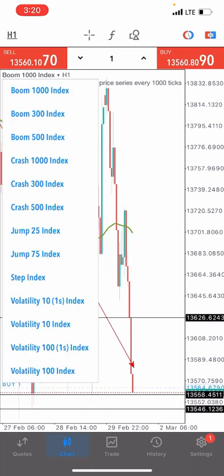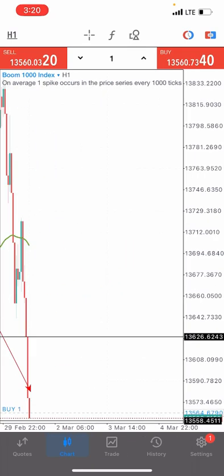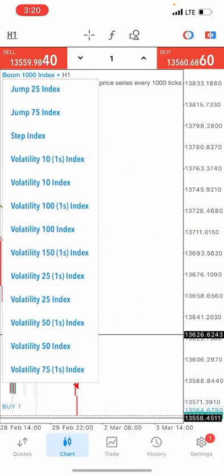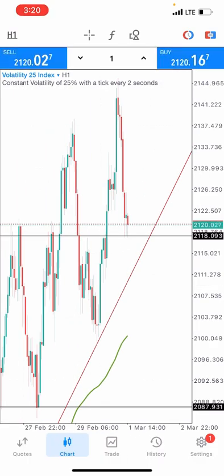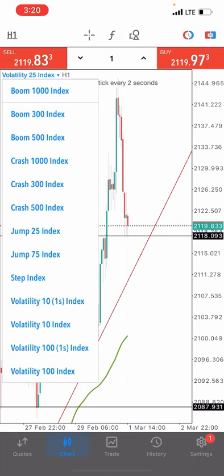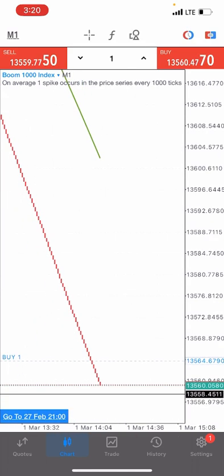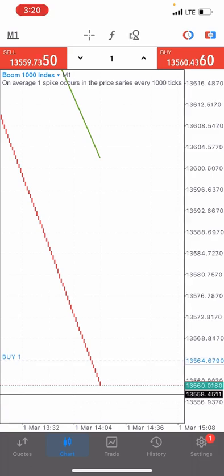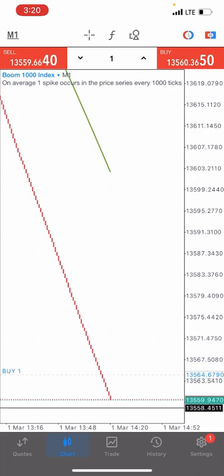All right, very close to that level. 25, 25, 25. Okay, 25 should drop. I hope it drops. Okay, so very close to that zone. I'll be opening another position right there. Very close to the zone. We have like 4 more ticks before that level.